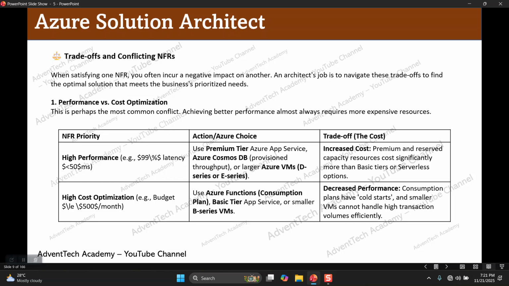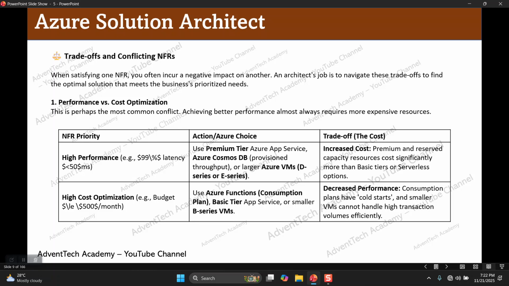Let us take a look at trade-offs and conflicting NFRs. When we are satisfying one NFR, we often incur a negative impact on another. When we are trying to implement one NFR, it will create a negative impact on another NFR or another FR. So the architect's job is to navigate these trade-offs to find an optimum solution that meets the business-prioritized need.